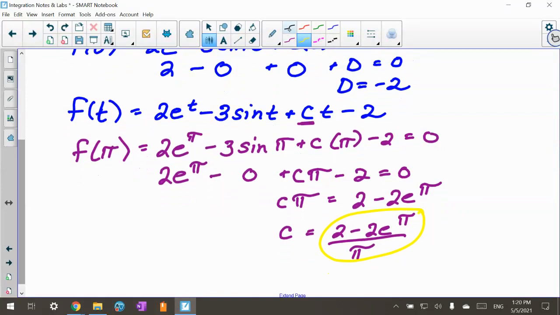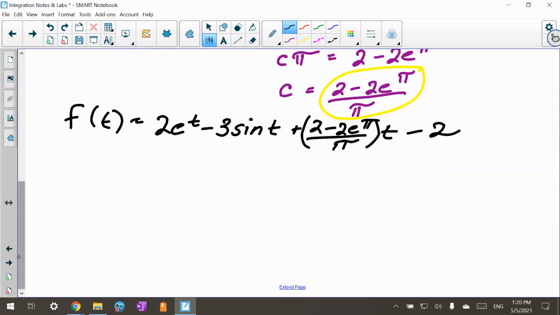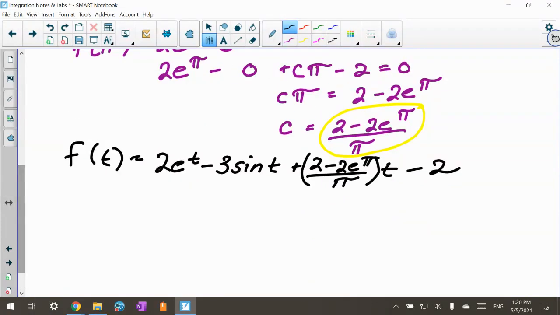So ready? So finally, f of t equals 2e to the t minus 3 sine t plus 2 minus 2e to the pi all over pi, okay, t. See, it's in this spot right here, minus 2. Now, that's ugly. That's severely ugly, but that's our answer. So that's number 34. I'll be doing another video to finish this off.